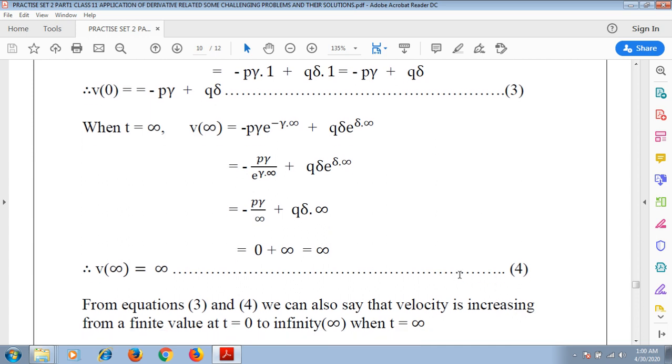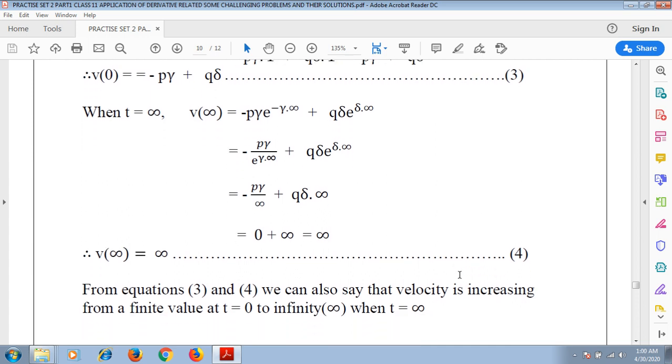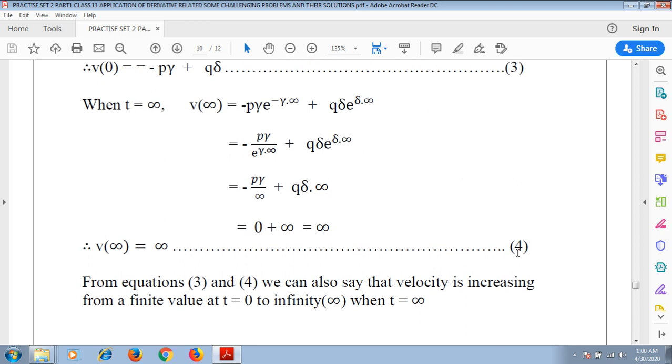So from 3 and from 4, look at equation 3 and look at equation 4, okay? Here it is a typing mistake, and I have mistakenly typed it twice. Here it will be one equals sign. We all know that, right? So from equations 3 and 4, we can also say that velocity is increasing from a finite value, that is Q delta minus P gamma at t equals 0, to infinity at t equals infinity, okay? And we are obtaining this from equations 3 and 4.